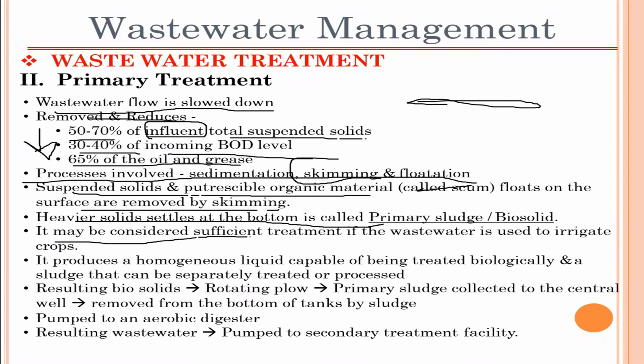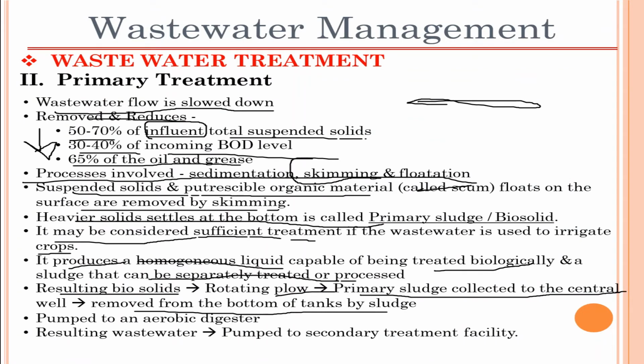It may be considered sufficient treatment if the wastewater is used to irrigate crops. Also, it produces a homogeneous liquid capable of being treated biologically, and a sludge that can be separated, treated, or processed. It results in biosolids. With rotating flow, primary sludge is collected to the central well and removed from the bottom of the tank by sludge pumps.